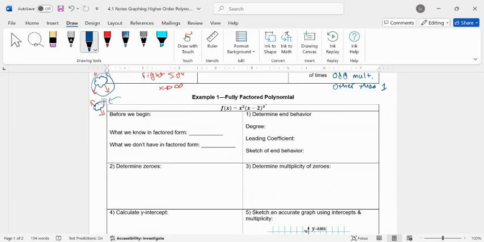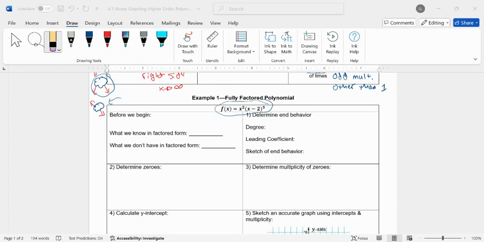This is a fully factored function. It's an easier one to graph because we need it in factored form. So before we start, what do we know in factored form? All right, what we know in factored form is the zeros, which generate x-intercepts. What we don't know is the degree, because we're not in standard form. But we do have a shortcut that I'll show you once we start talking about the end behavior over here.